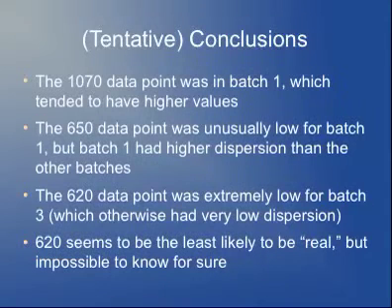So, most of the stuff on this slide: I just said that we're less worried about 1070 because it was in batch 1, which had higher variance and higher values overall. 650 was also in batch 1, but that batch had higher variance. It was the 620 in batch 3 that we're the most worried about, but even then, like I say, it's tentative. We can't really know for sure.